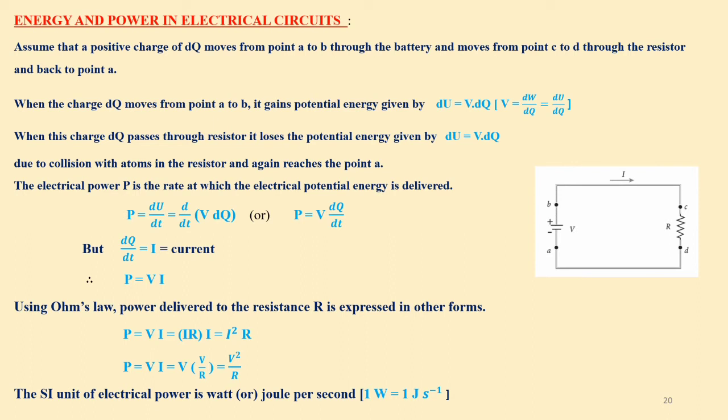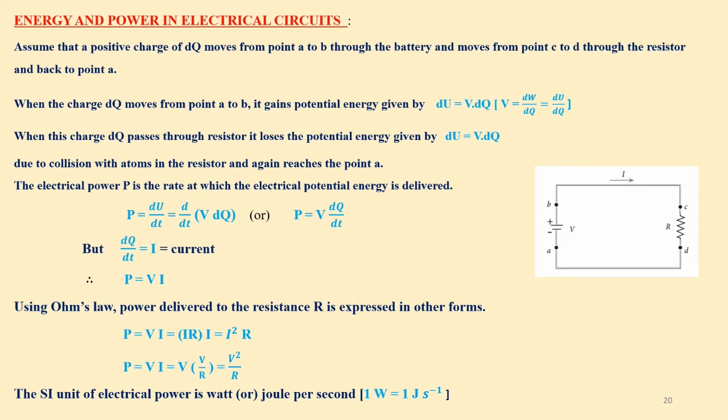Next point. When this charge dq passes through the resistance R, it loses its potential energy given by the above equation dU is equal to V into dq due to collision with the atoms in the resistor. And again reaches the point A. Now you must understand that when the charges flowing through the circuit through the resistance R undergo collisions with the atoms of the resistor, the electrical potential energy will be converted into heat energy. Okay, that means the electrical potential energy is lost by the charges.